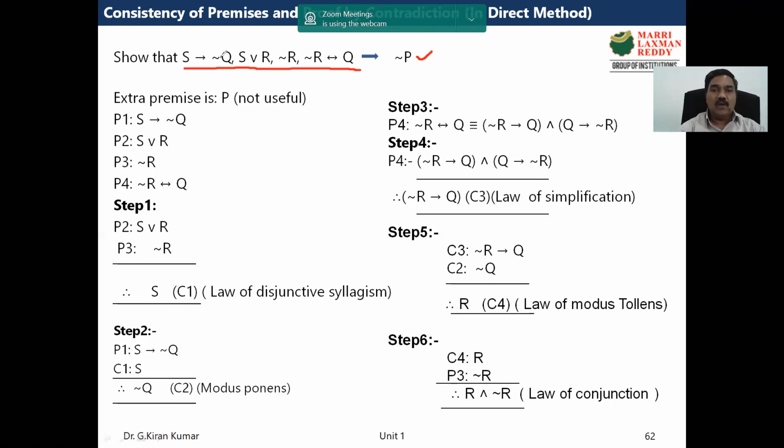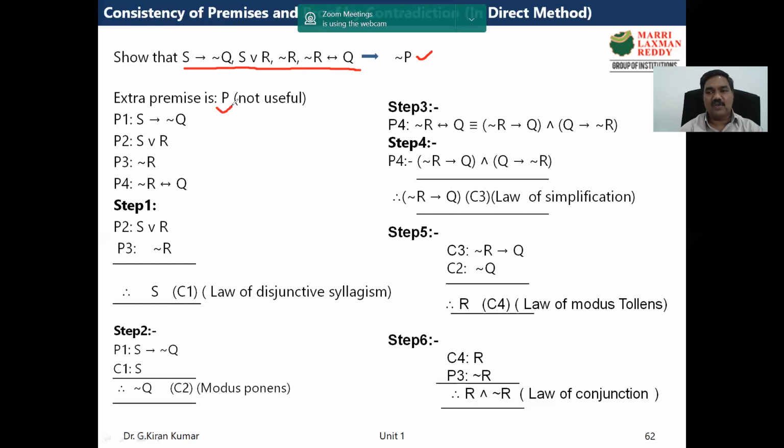Anyhow, let us apply the indirect method. Hope you realize that we can only go for the indirect method here, not the direct method or the direct method using CP. So as per the indirect method, what is step one? Step one is you take the negation of the conclusion as an extra premise. Here the conclusion is negation of P, so negation of negation P becomes P. Therefore the extra premise is P.